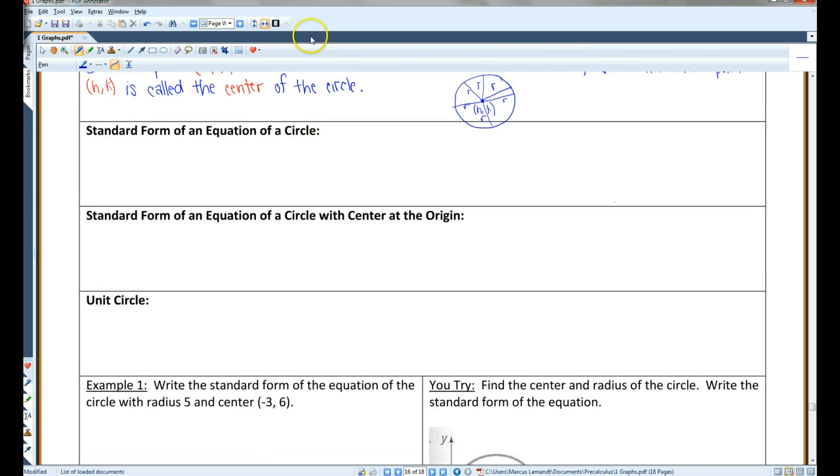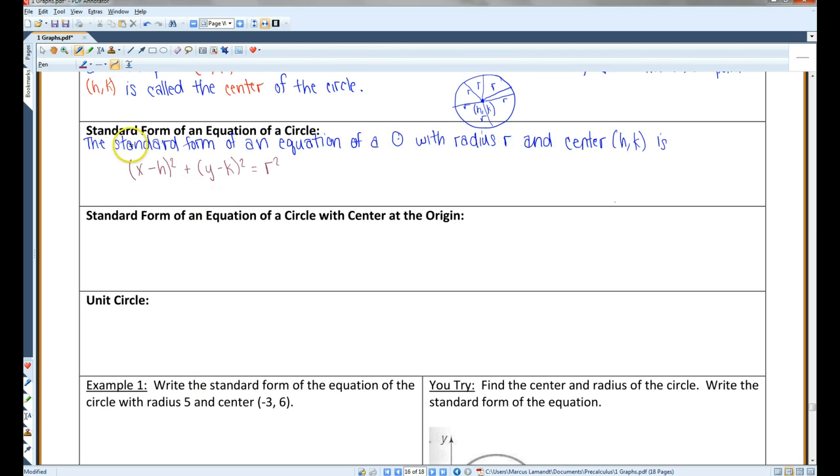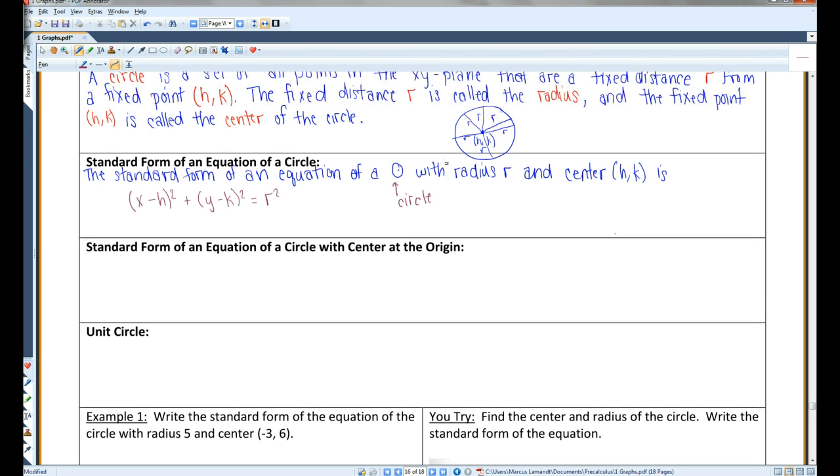Alright, the standard form of an equation of a circle. The standard form of an equation of a circle with radius r and center (h, k) is (x minus h) squared plus (y minus k) squared equals r squared. And just a reminder, this means circle. Okay?